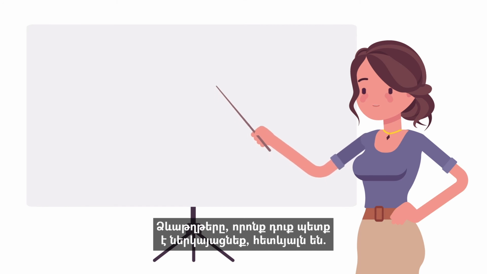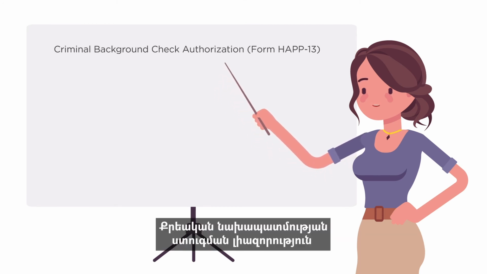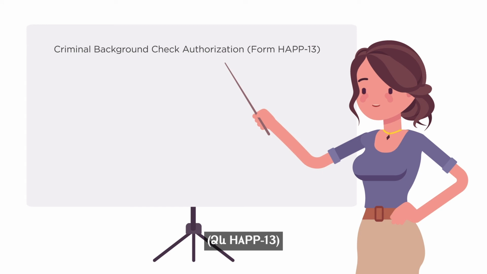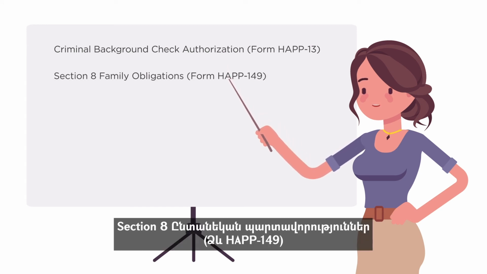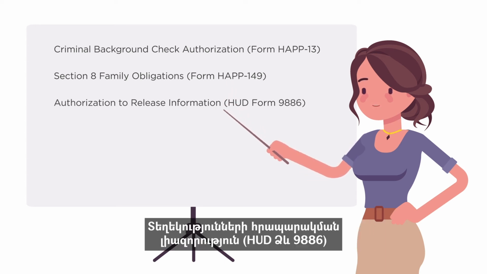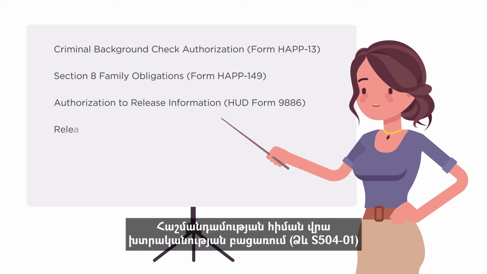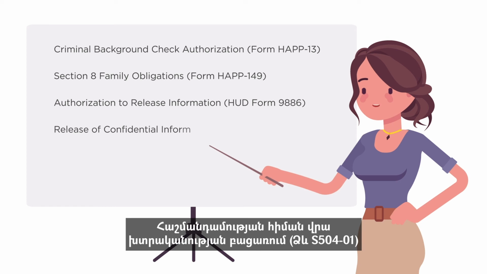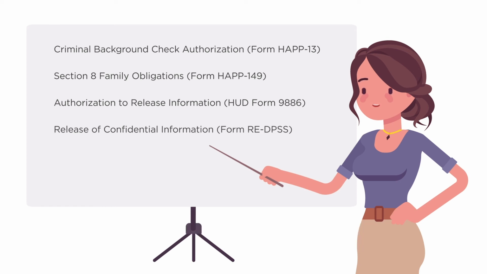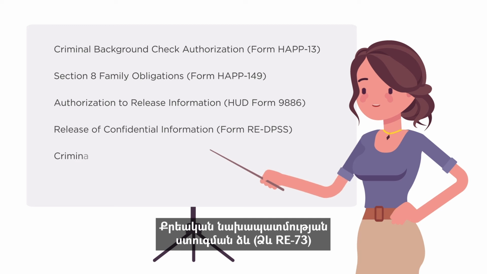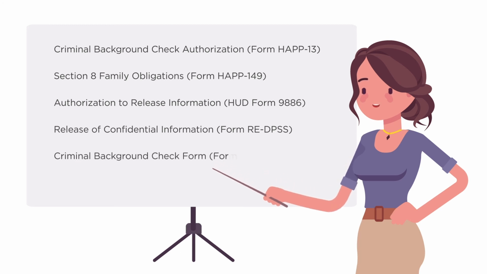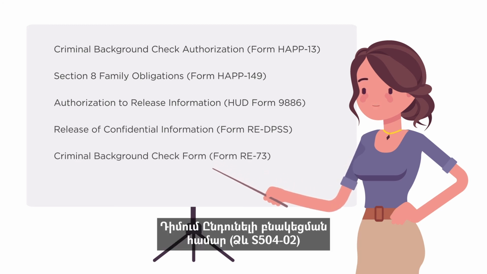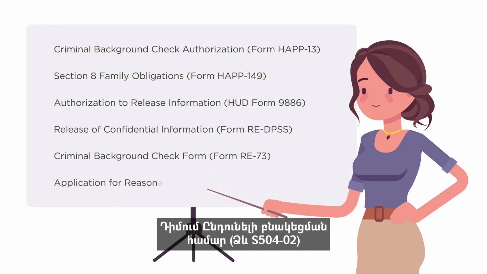The forms you are required to submit are Criminal Background Check Authorization, Form HAP 13, Section 8 Family Obligations, Form HAP 149, Authorization to Release Information, HUD Form 9886, Release of Confidential Information, Form RE-DPSS, Criminal Background Check Form, Form RE-73, and Application for Reasonable Accommodation, Form S504-02.